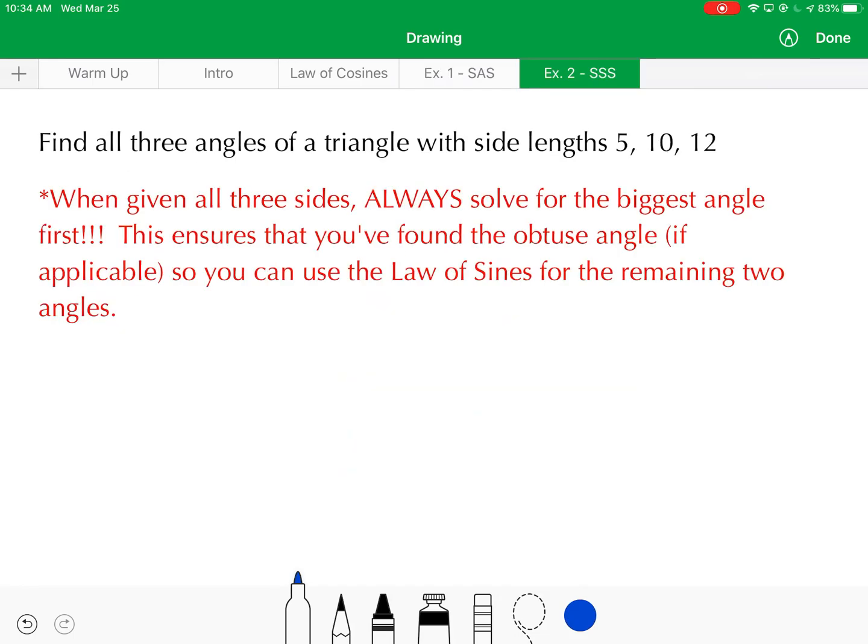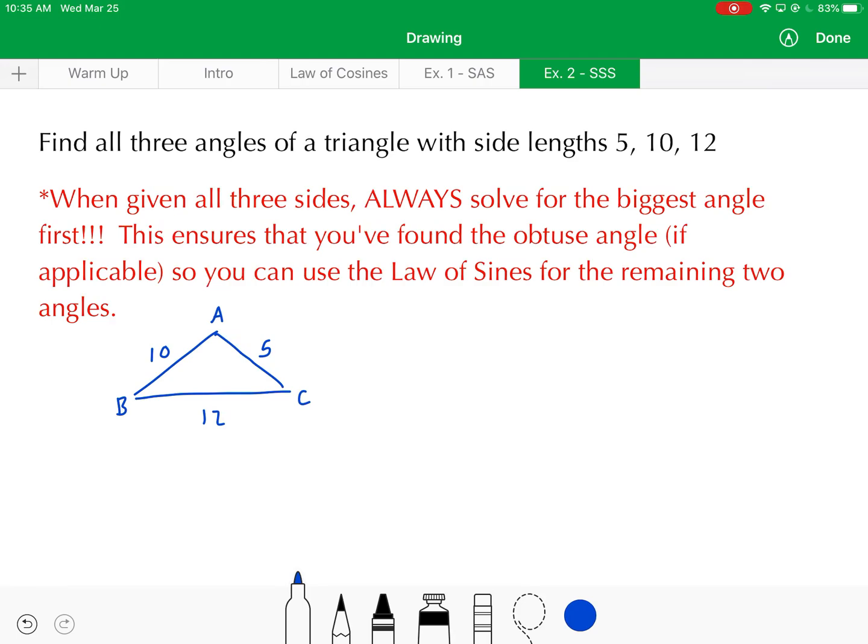All right, now let's look at the side-side-side situation. Find all 3 angles for a triangle whose side lengths are 5, 10, and 12. Okay, so let me draw this out. I'll just make it look something like this. 5, 10, 12. Let's assign some letters here. I'll go A, B, C.